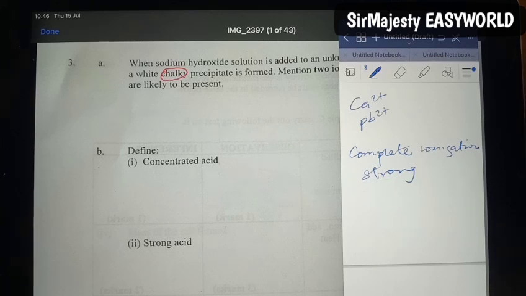Then a strong acid can be concentrated or dilute. For example, H2SO4, HCl, HNO3 are all strong acids. They can be concentrated, they can be diluted. So, don't think that dilute acids are weak acids. Why? Strong acids are not the same as concentrated acids.